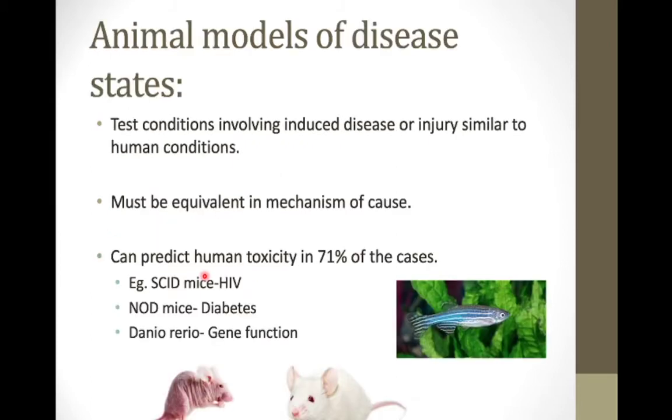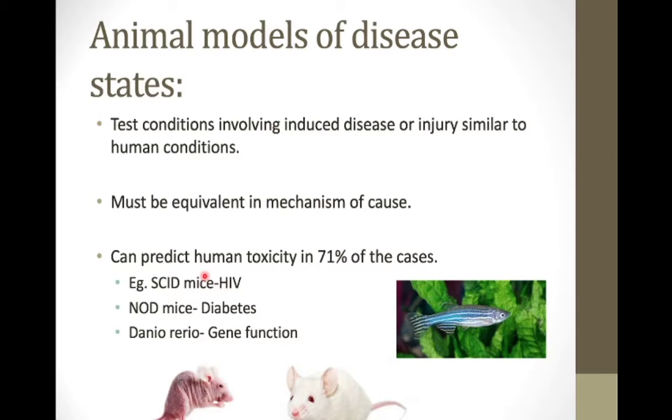The animal models of disease states. This tests conditions involving induced disease or injury similar to the human condition. This must be equivalent in mechanism, of course. So we can predict the human toxicity in about 71% of cases.